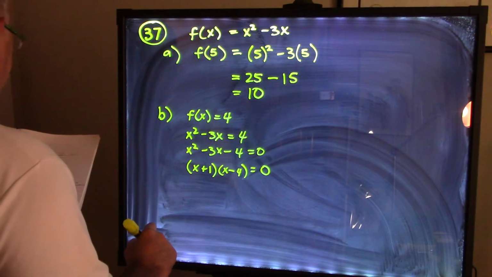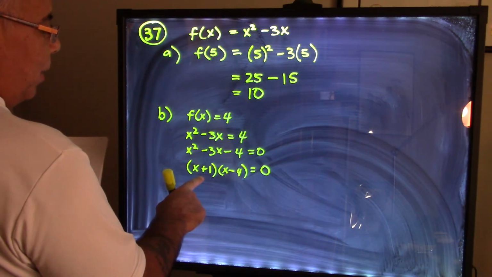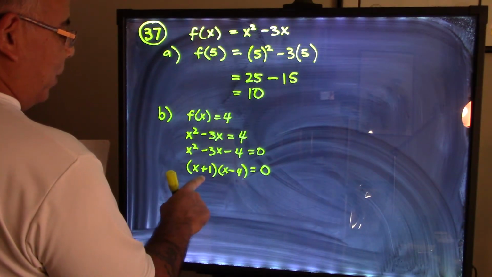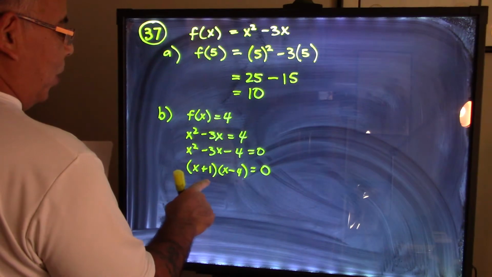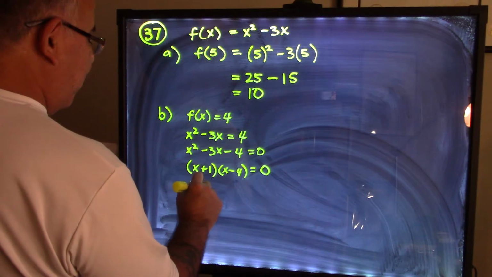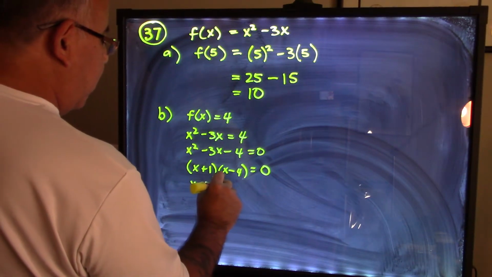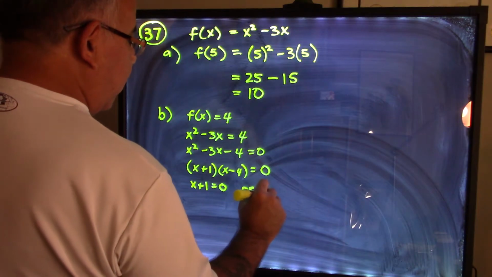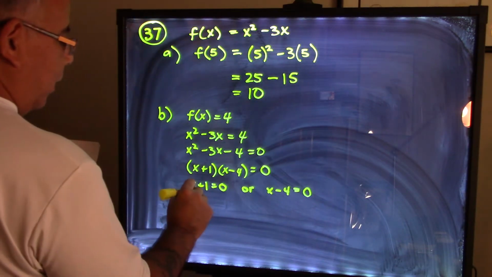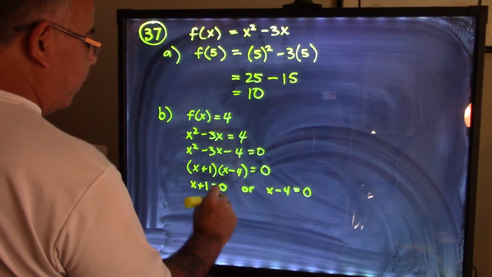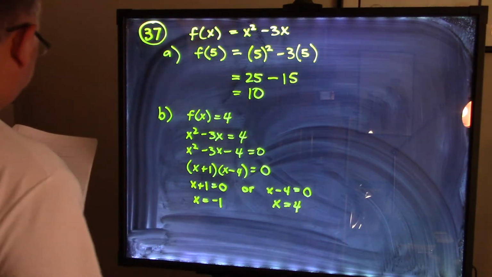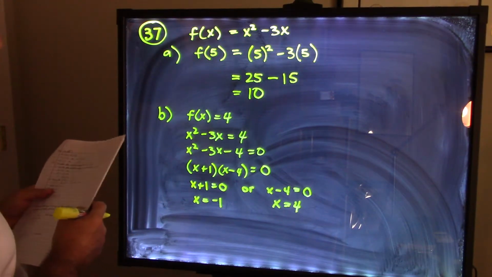Equals 0. So either this factor or this factor equals 0, because 0 times whatever equals 0, or whatever times 0 equals 0. And so that means x plus 1 equals 0, or x minus 4 equals 0. So there we go. And then x equals -1, or x equals positive 4. There you go.